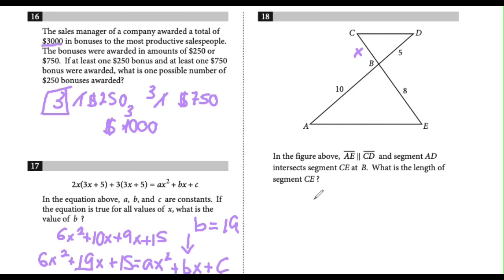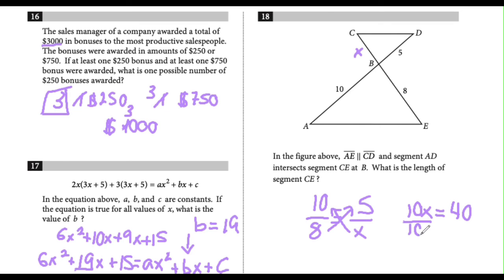The proportion is going to consist of 10 over 8, the bigger side over the smaller side, which is going to be equal to the bigger side over the smaller side, which is going to be 5 over x. Here we're going to cross multiply. On the left, we're going to end up with 10x. And on the right, 8 times 5 is going to be 40.